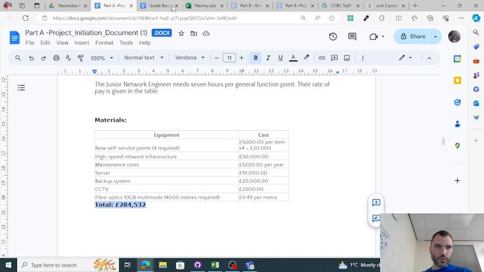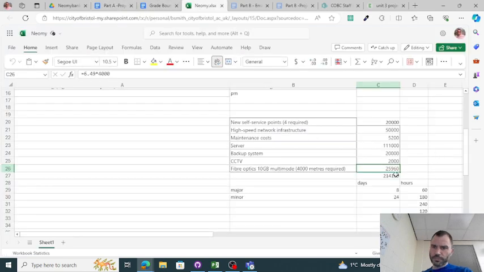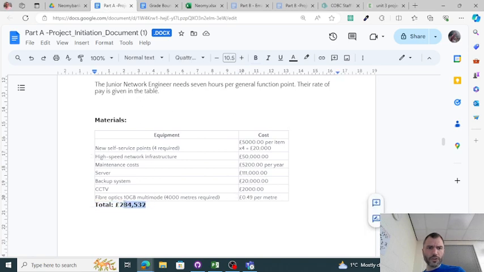all my resources. Actually, no, that's the total of all my resources. Small mistake there. That's the total of my entire project. So if I just paste that in there, that's my resources total.